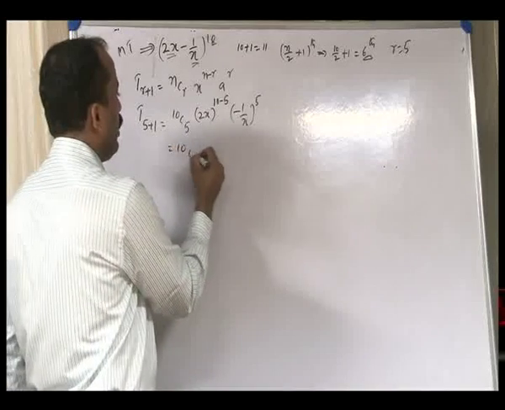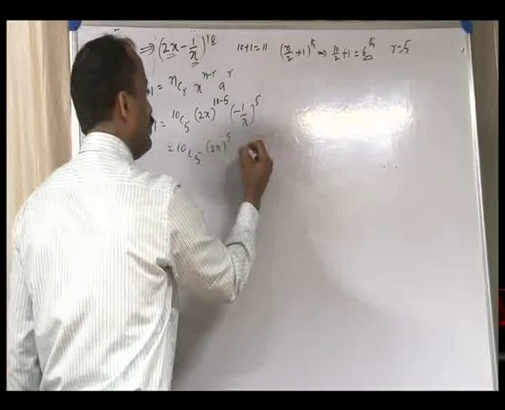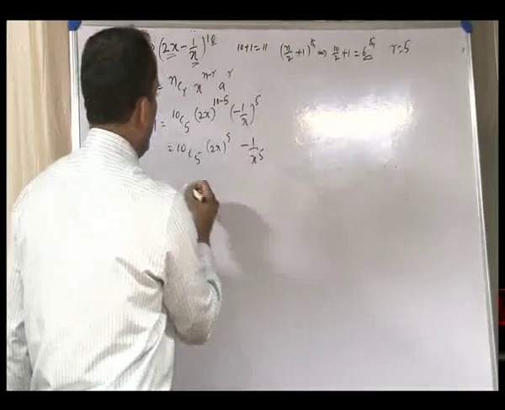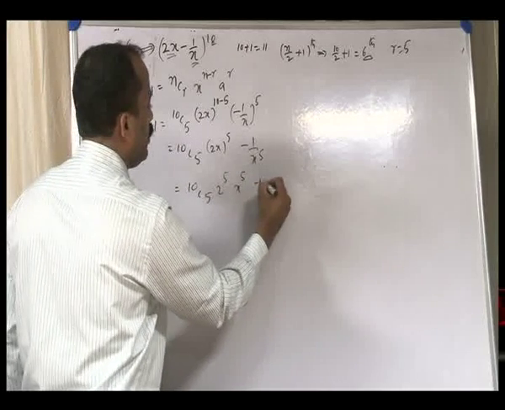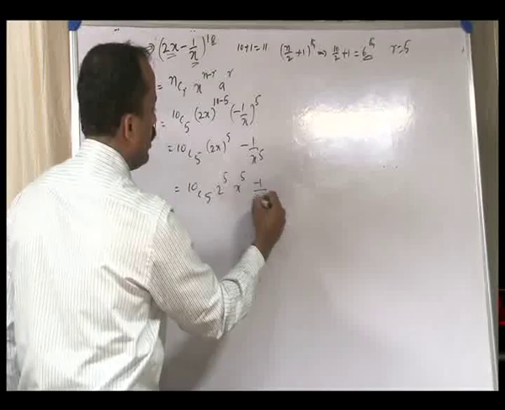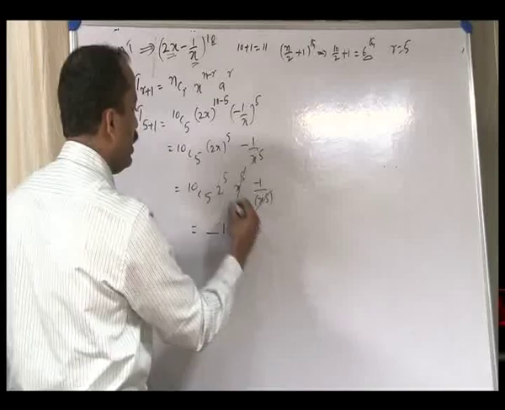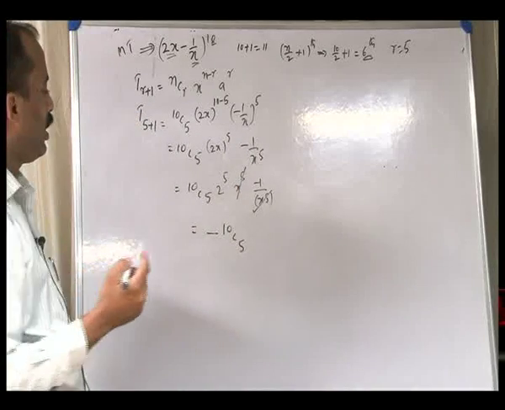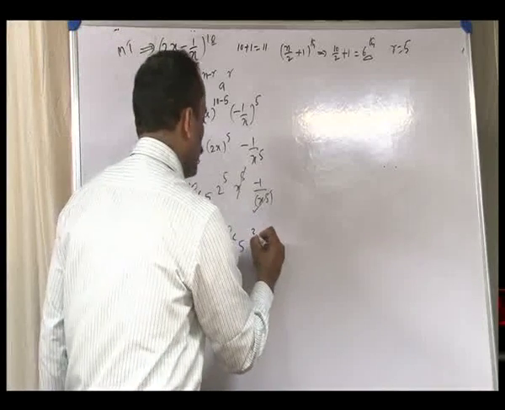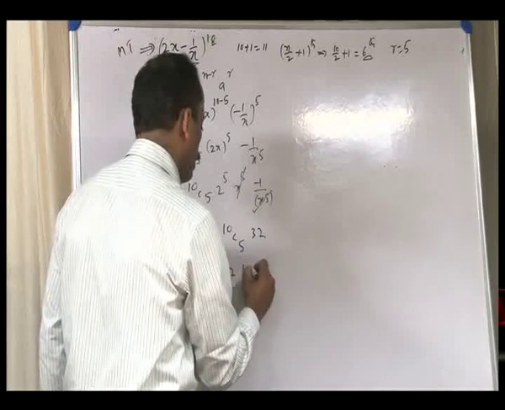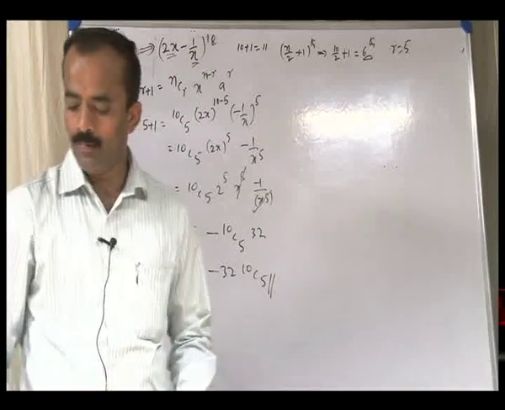So, 10C5, so (2x) to the power of 5 into (minus 1) whole power 5 is minus 1 over x power 5. So, 10C5, 2 power 5 into x power 5 into minus 1 over x power 5. So, x power 5 cancels. Finally, it becomes 10C5 into 2 to the power of 5. 2 power 5 is 4 into 8, 32. So, finally, minus 32 into 10C5 is the middle term.